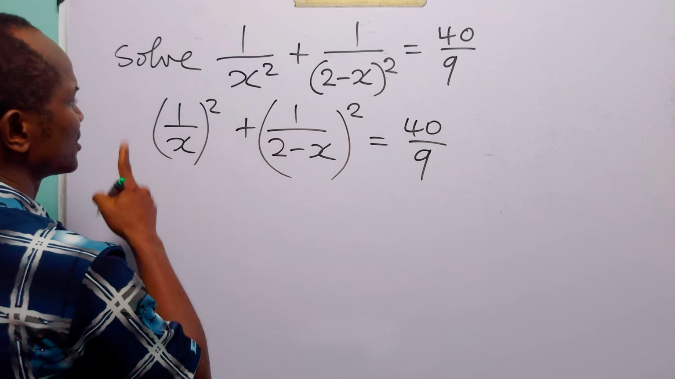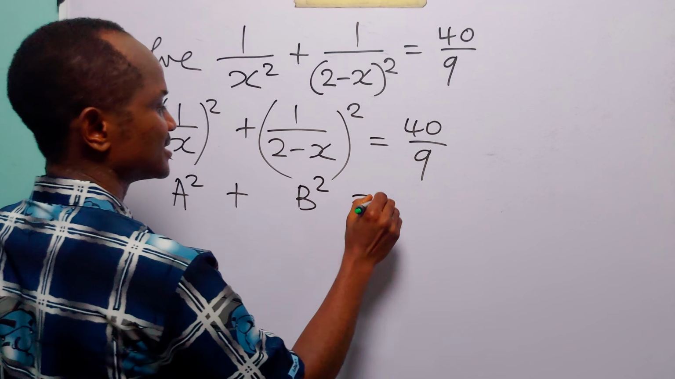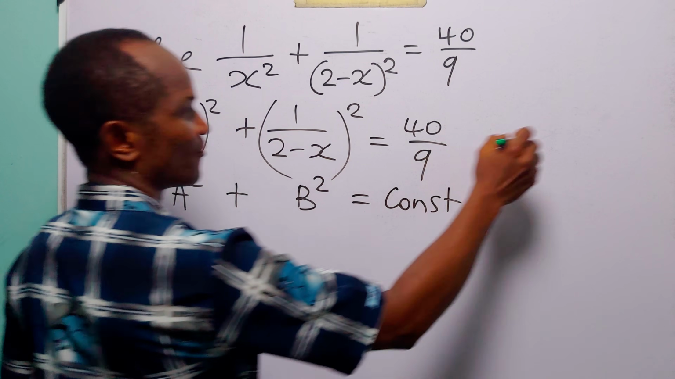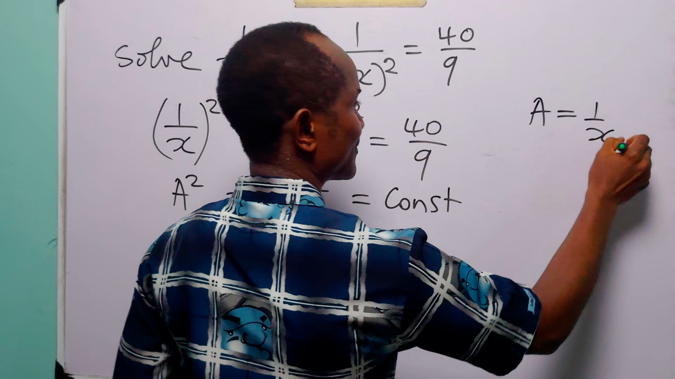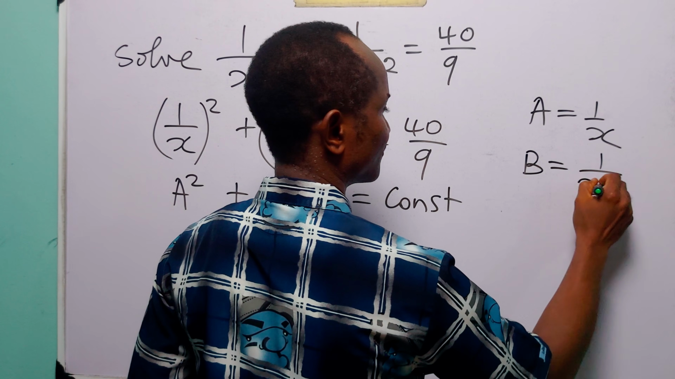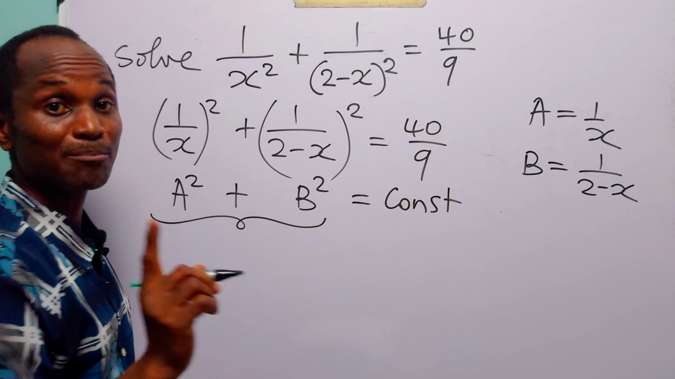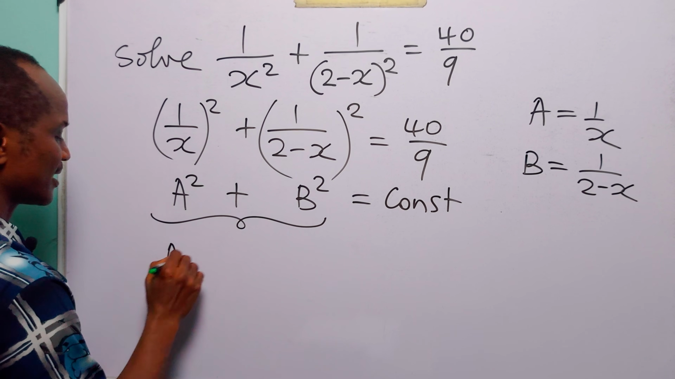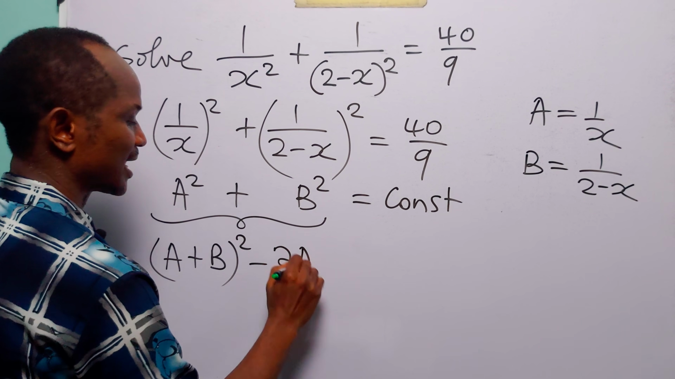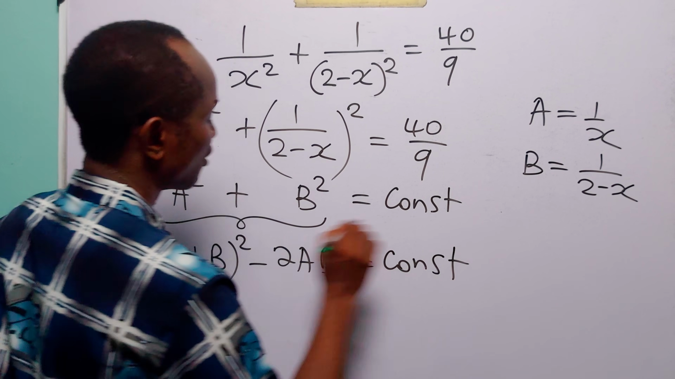Now, you can see that this equation is in the form a squared plus b squared is equal to a constant. Of course, a is 1 over x, while b is 1 over 2 minus x. But now, remember that we can also write a squared plus b squared as a plus b squared minus 2 times a times b. And of course, this is still equal to the same constant.